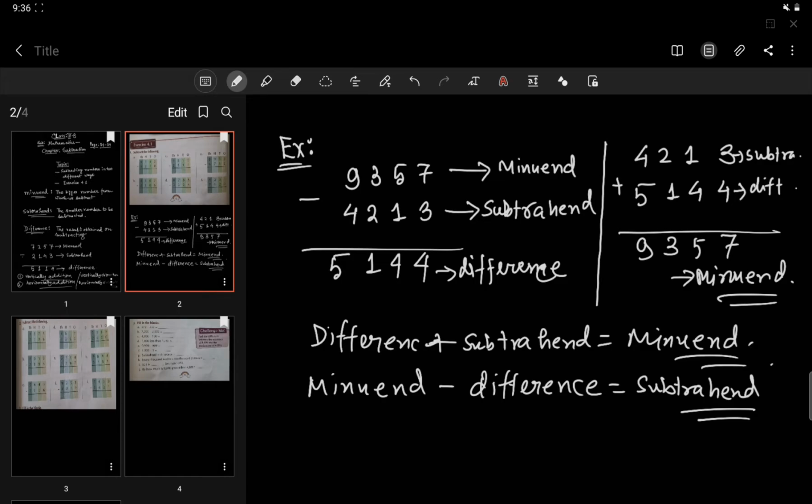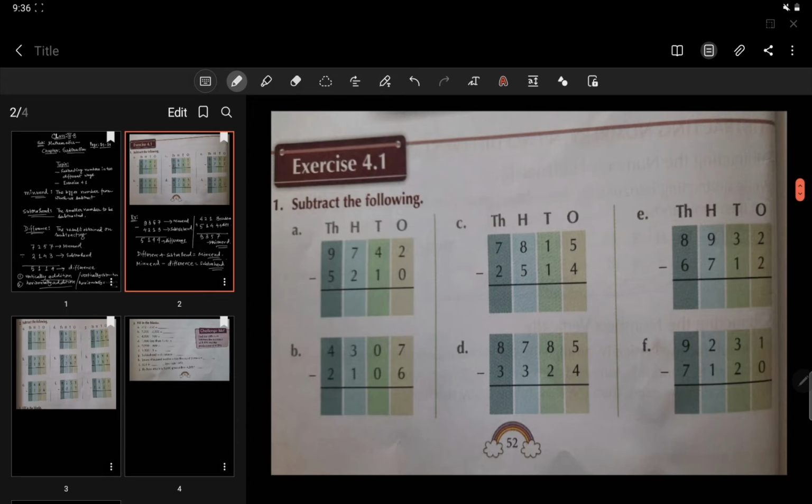Okay, now I'm going to exercise 4.1. The first one is subtract the following. This is our minuend, and this is our subtrahend. So just subtract it. You will get 2 minus 0 is 2, 4 minus 1 is 3, 7 minus 2 is 5, and 9 minus 5 is 4. So the difference will be 4532.